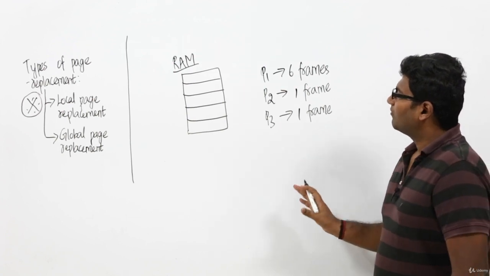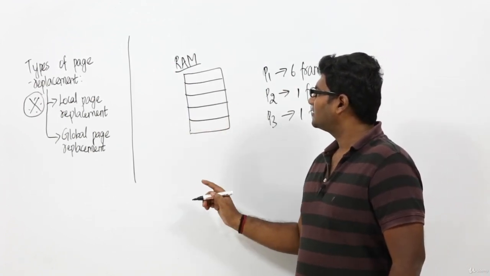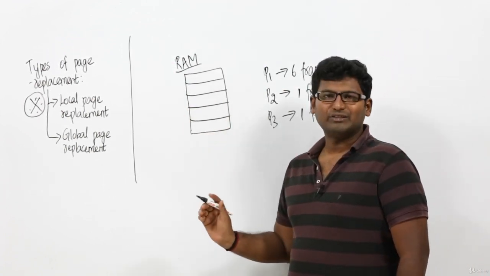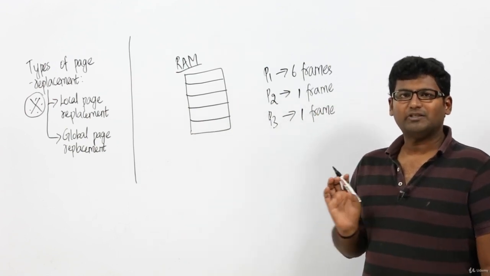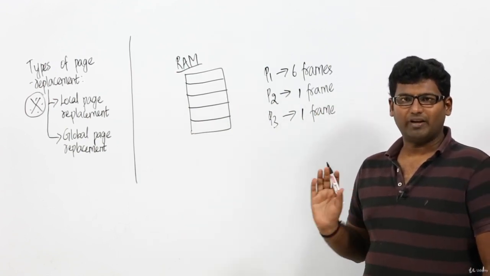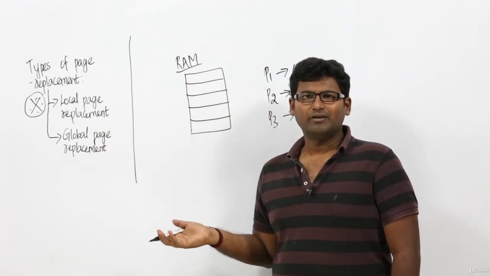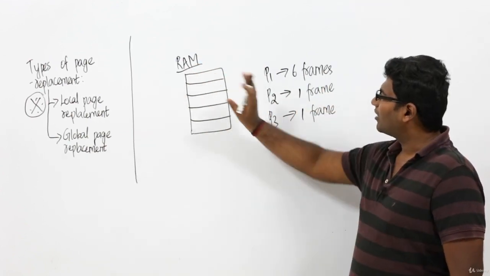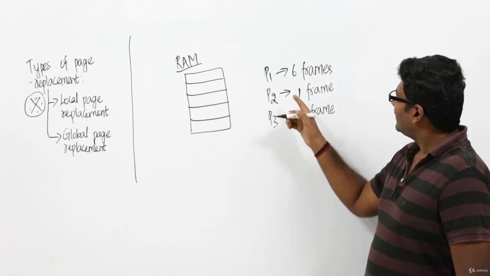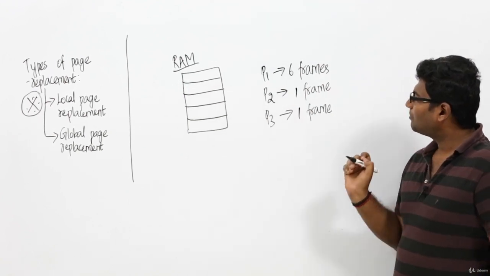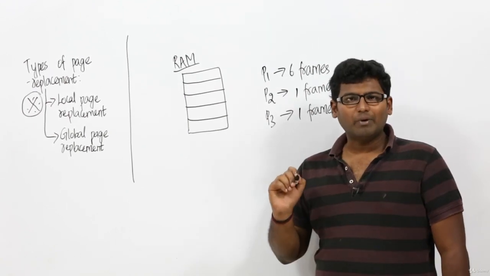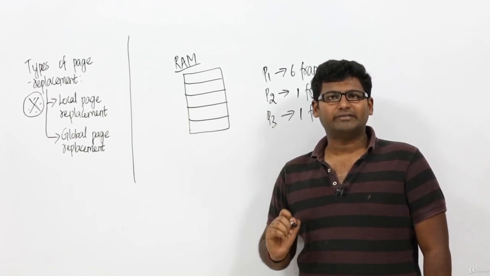Let us assume we have a RAM and it has only 5 frames, right? This is not practically possible. I'm just saying it to explain the concept very well. I cannot take 1024 frames or 2048 frames, so that's the reason I'm taking a very small number. Fine. And it is known that process P1 needs a minimum of 6 frames to complete its execution.